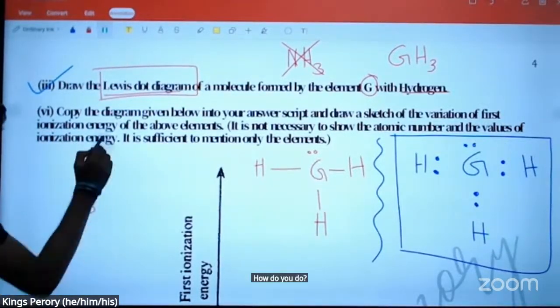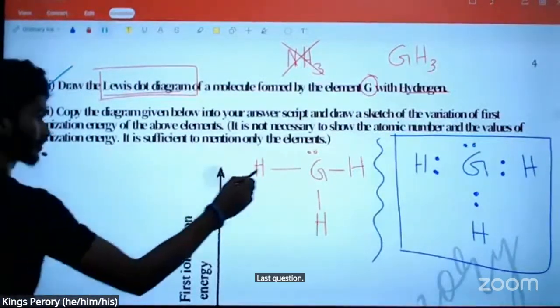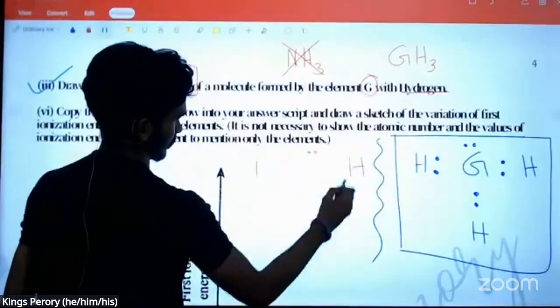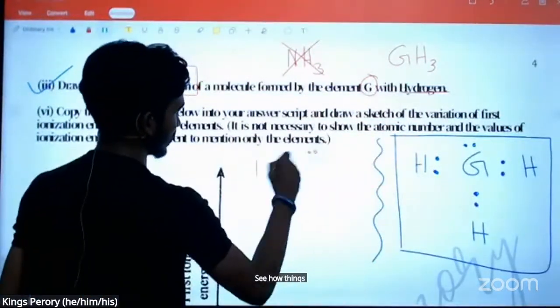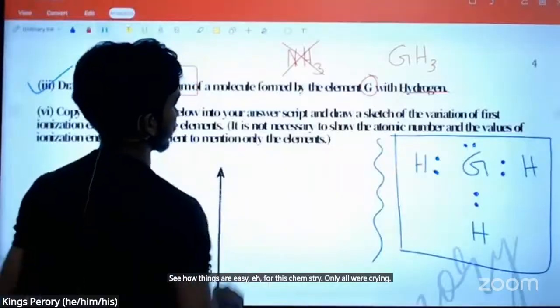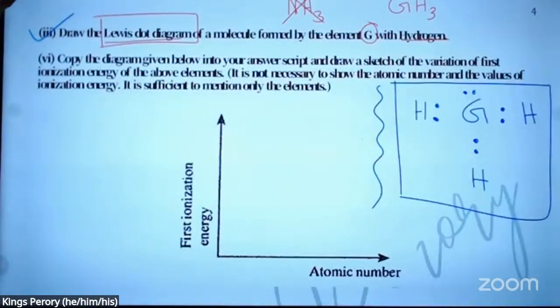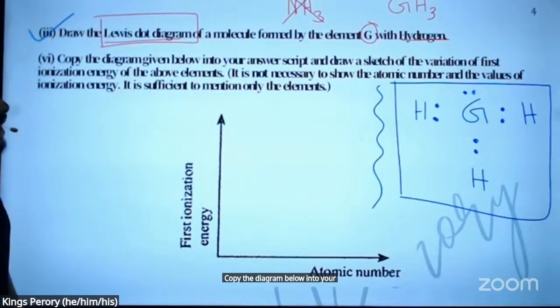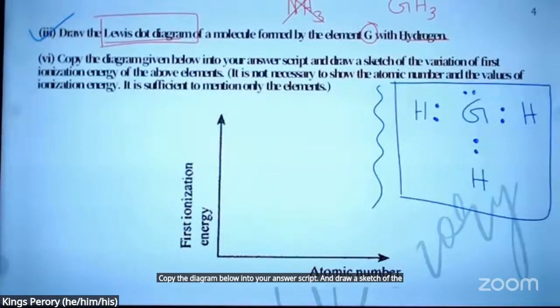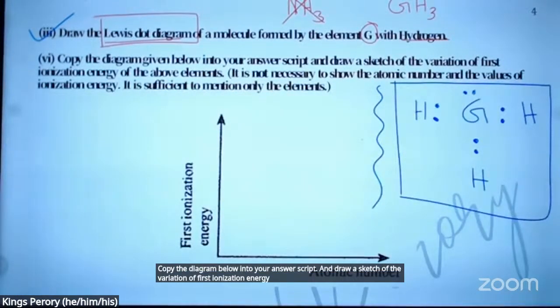Last question. See how things are easy? For this chemistry only, you all were crying. Copy the diagram below into your answer script and draw a sketch of the variation of first ionization energy of the above elements.